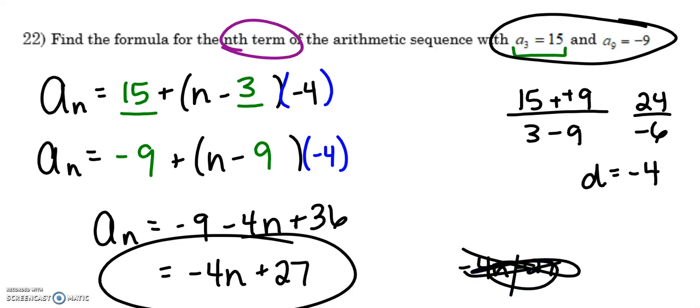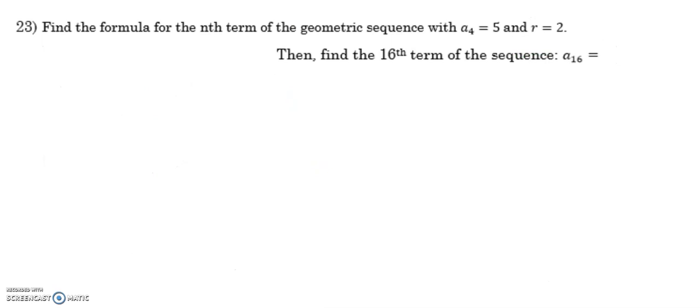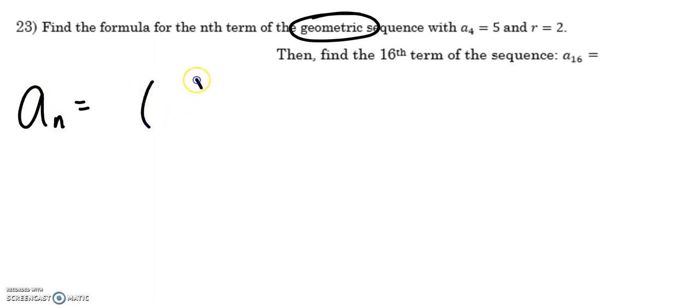All right, 23. Find the formula for the nth term of the geometric sequence with a sub 4 is equal to 5 and r is equal to 2. Well, a sub n for a geometric sequence starts like this. I need my ratio, which they nicely gave to us, is 2. I need some coordinate point in my sequence, which the 4th term was 5.